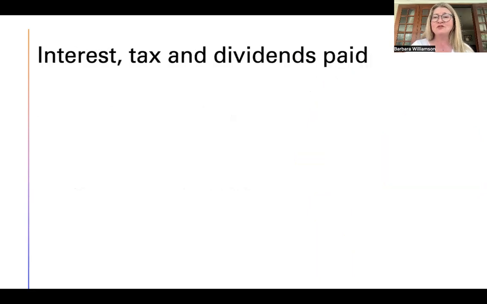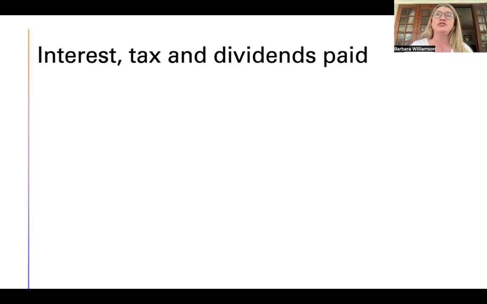The first is when you're calculating your interest, your tax, and your dividends paid. These are shown on the face of the statement of cash flows, below your cash generated from operations, which you would basically get doing a reconciliation note with your profits and adjusting for non-cash items and interest and looking at your changes in working capital.